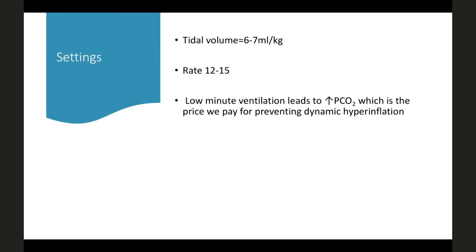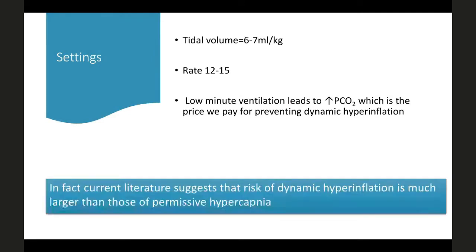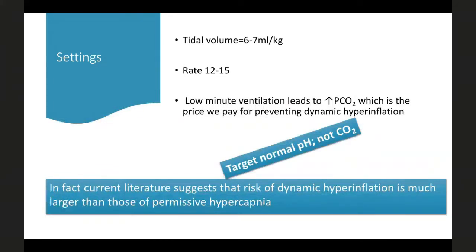So the settings would be a tidal volume of around 6 to 7 mL per kg, rate of around 12 to 15. Low minute ventilation will definitely lead to a slight rise in PCO2, which is the price we pay for preventing dynamic hyperinflation. In fact, the current literature suggests the risk of dynamic hyperinflation is much larger than that of permissive hypercapnia. So you target a normal pH, not a normal CO2.